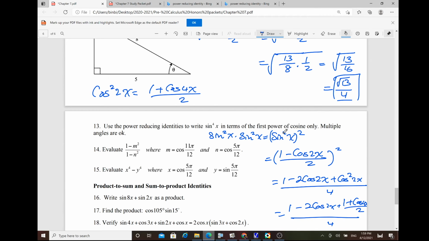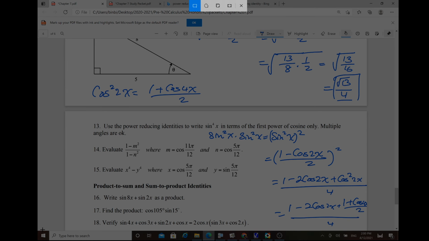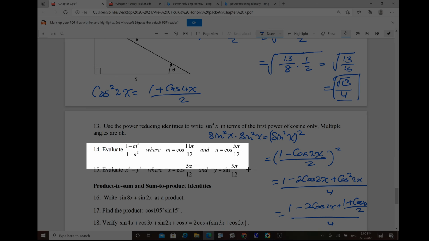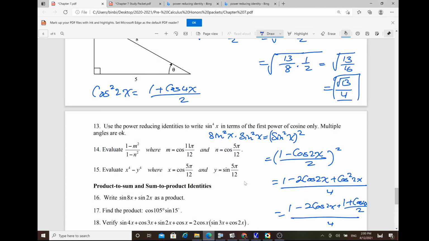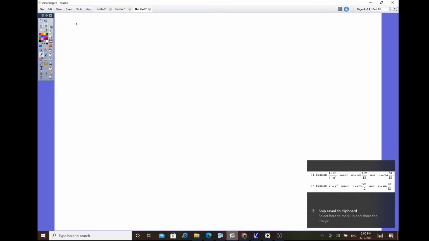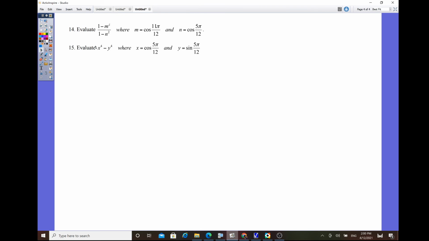And then 14 and 15, so let's find out. So let's put it right here. So it looks like we need to use substitution for that one. So 14 and 15. Okay, so 14, it's 1 minus m squared all over 1 minus n squared. Okay, so let's just plug in those values.